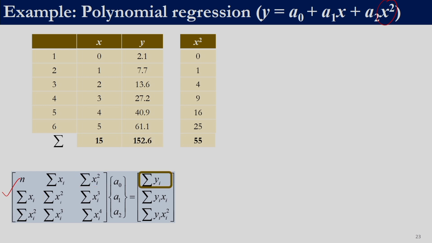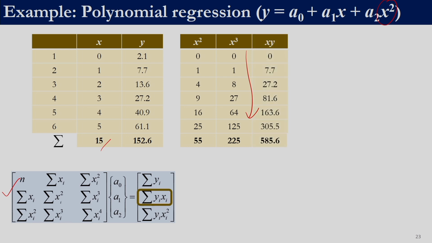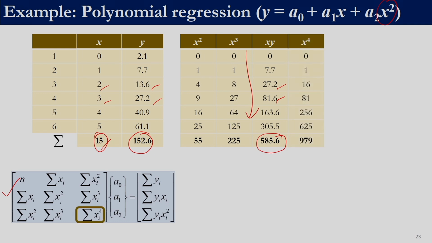We require summation of y, which is 152.6, then we will require summation of x cube, we need to calculate this and the summation is 225. Then we will require y into x. So, y into x is again not 15 into 152.6, it is 0 into 2.1, 1 into 7.7, 2 into 13.6, 3 into 27.2, and then this has to be summed up. That comes out to be 585.6. x power 4, again this to the power 4, and this summation happens to be 979, which will be required over here.